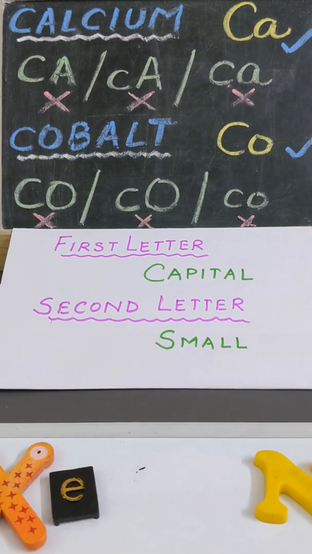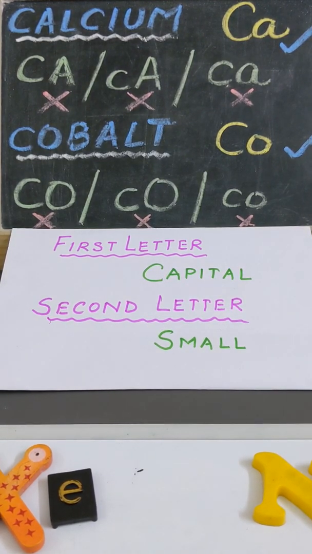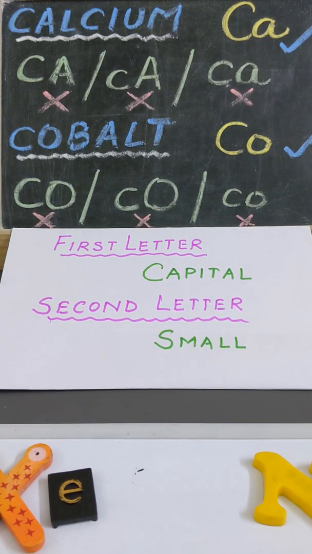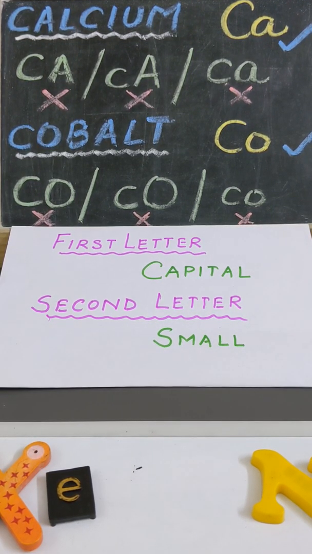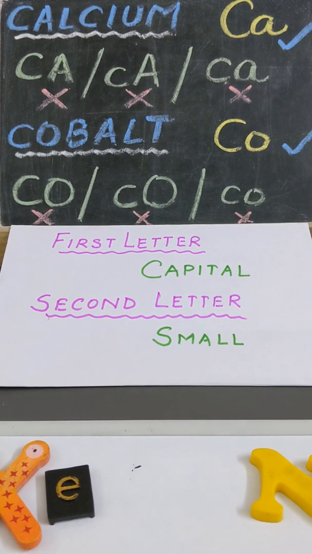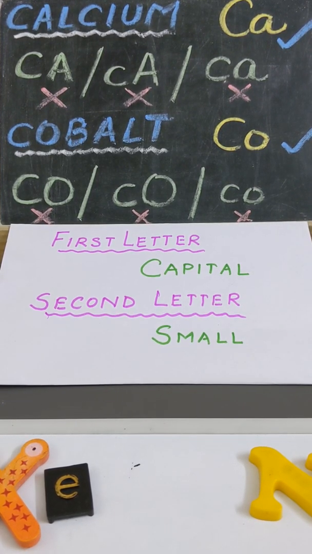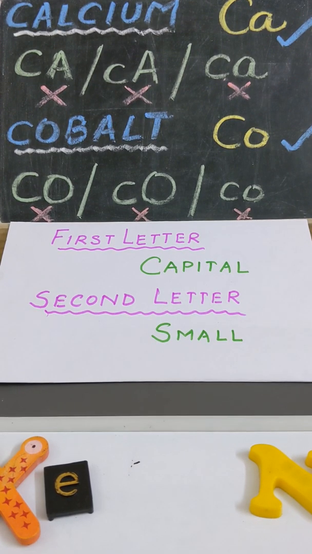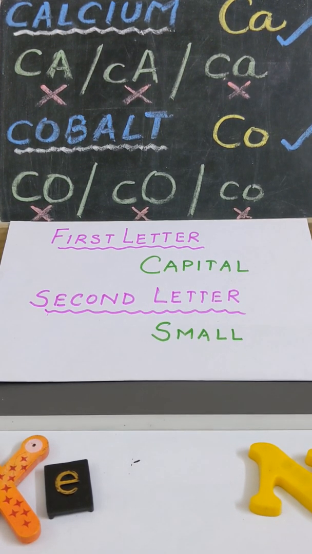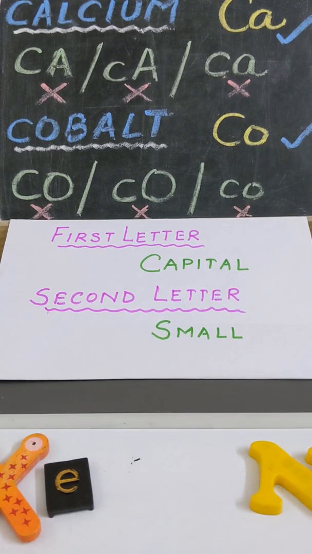Now, while stating the symbols, he also gave a rule. He said that every time any symbol has to be written, it should always be written with the first letter as a capital and the second letter should always be a small letter. For example, for calcium, the symbol is always written as a capital C with a small a, which I have written in yellow color. For cobalt, the symbol is always written as a capital C with a small o. Again, I have written it in yellow color. These are the correct symbols for calcium and cobalt respectively.